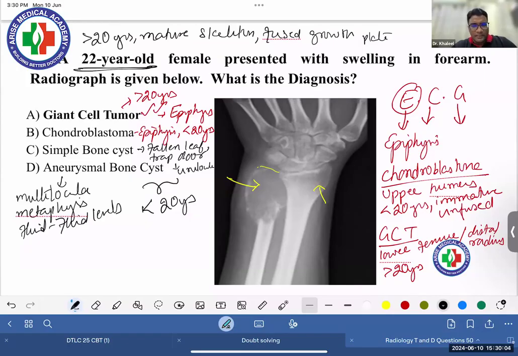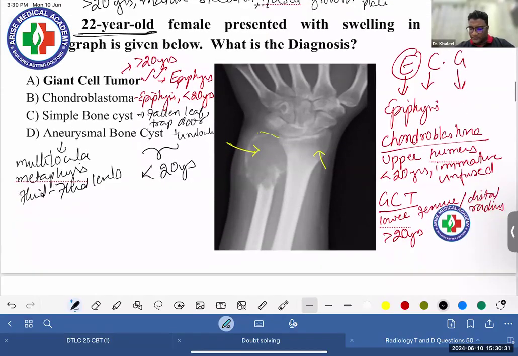Soap bubble appearance, right? It can be a multiloculated soap bubble appearance. Basically, soap bubble is a multiloculated appearance. It can be giant cell tumor. It can also be seen in aneurysmal bone cyst. But the difference is giant cell tumor is in the epiphysis, aneurysmal bone cyst is in the metaphysis. GCT is in a mature skeleton, aneurysmal bone cyst is in an immature skeleton, right? Are you clear with this so far? Is this clear, all of you? Let's come to the next one.